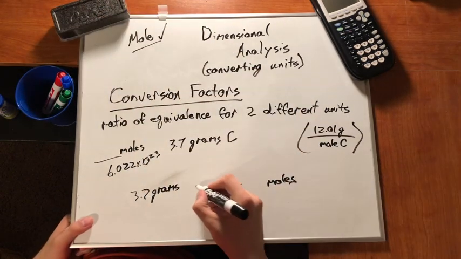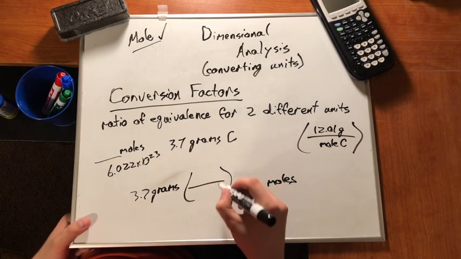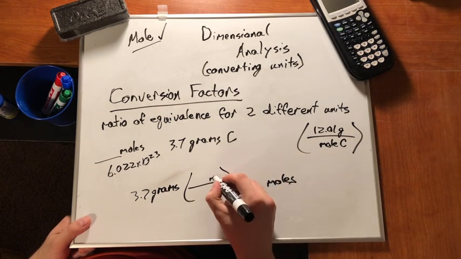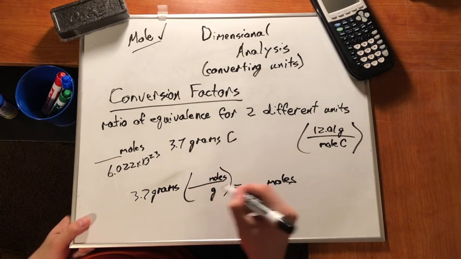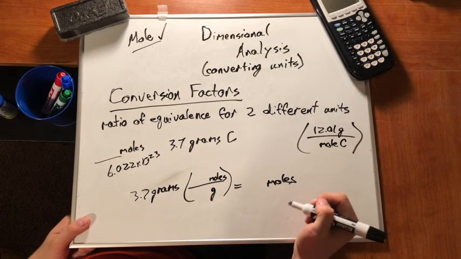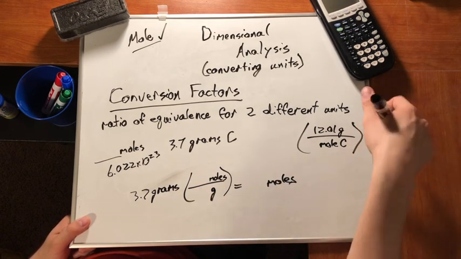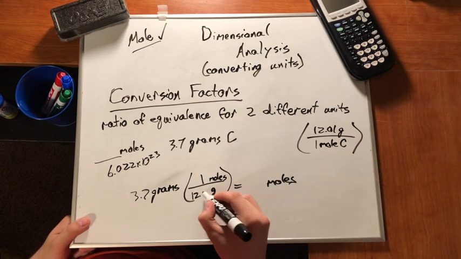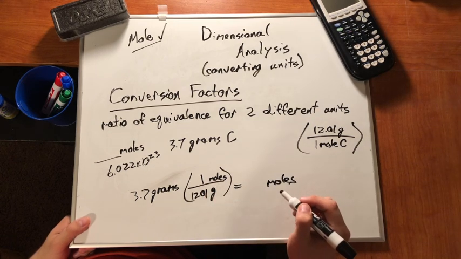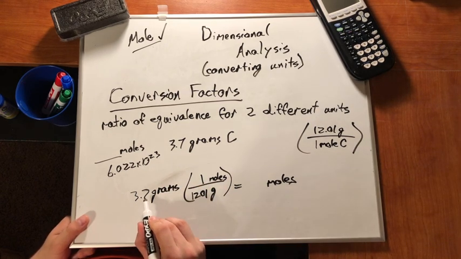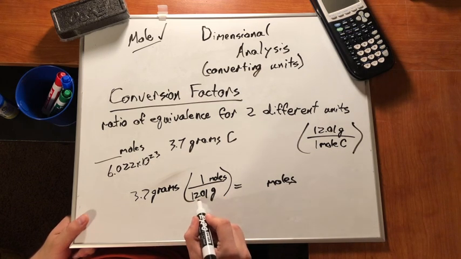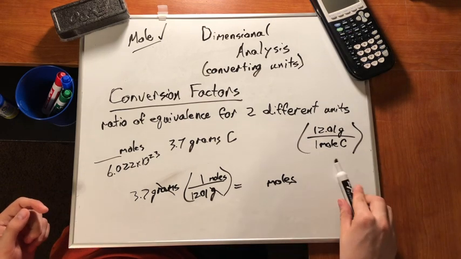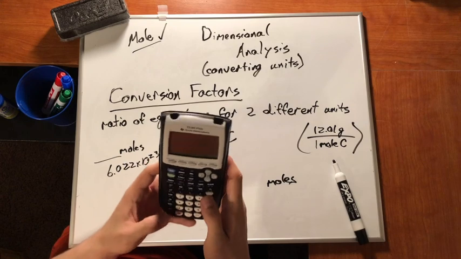Now before I set this up, I need to make sure I have the right units on the top and the bottom. I have grams here, and I'm converting to moles, so I want moles on top, and I need grams to be on the bottom, so it cancels out. Okay, so I'm going to take this conversion factor and flip it over, right? I have 1 mole per 12.01 grams of carbon, right? So now I just need to take 3.7 times 1 divided by 12.01. My grams will cancel out, and I'll be left with moles. Okay, so this is how I figure out how many moles of carbon I have.